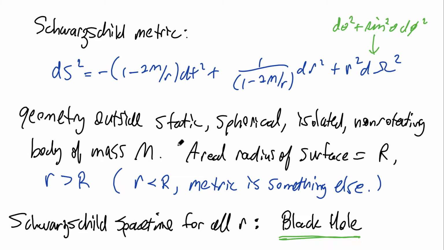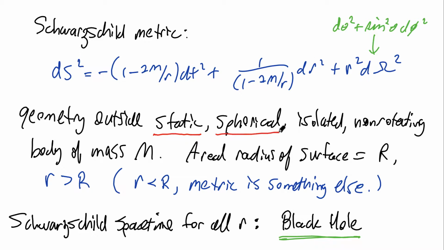Before I dive into the technical details, let me make a few comments about these qualifications, that the body should be static, spherical, isolated, and non-rotating. First of all, static is a technical term that actually describes the space-time itself. As we'll see, it tells us that the space-time has a particular type of Killing vector field, so it's describing the space-time outside the body, not the body itself. In fact, we can have a body that's undergoing gravitational collapse, and it's still true that the space-time outside that body is static, as described by the Schwarzschild metric.